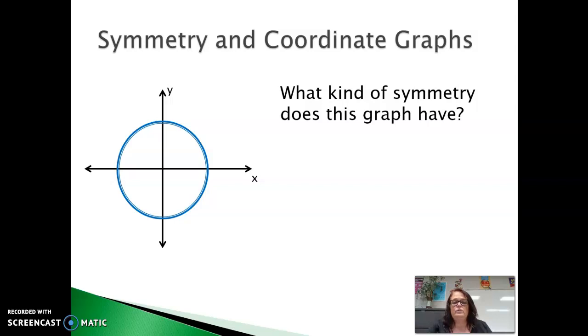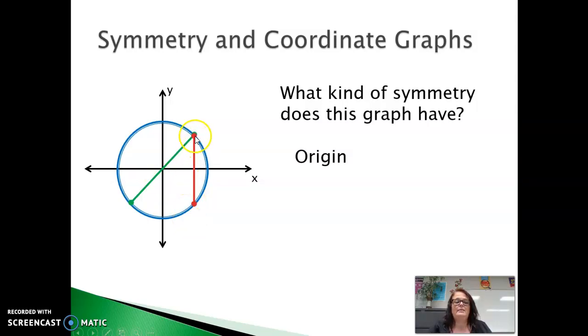All right, so a circle centered at (0, 0) is a very special kind of graph because it really has every single type of symmetry. If I fold this circle along this diagonal line, it would fold on top of itself, so it is symmetric with respect to the line y equals x. And if I take this point and go through the origin and hit the point on the other side, and the origin is the midpoint, it is also symmetric with respect to the origin. Got a little ahead of myself there.